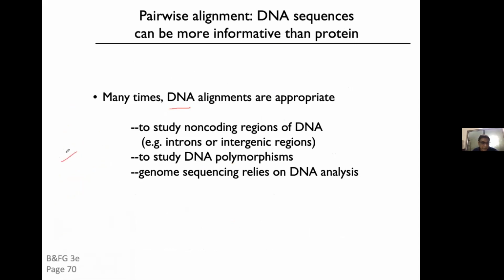So the DNA alignments are very useful. For example, you're aligning the sequences here, and you want to look into the upstream regions, the regulatory regions, or the non-coding, intronic parts. So you want to see if it changes the introns or the non-coding regions. In that case, it's useful to align the DNA sequences. Sometimes you want to look into polymorphisms like SNPs, or single nucleotide polymorphisms. In those cases, we look at the details when you do human genome analysis, and genome sequencing also relies on DNA analysis.